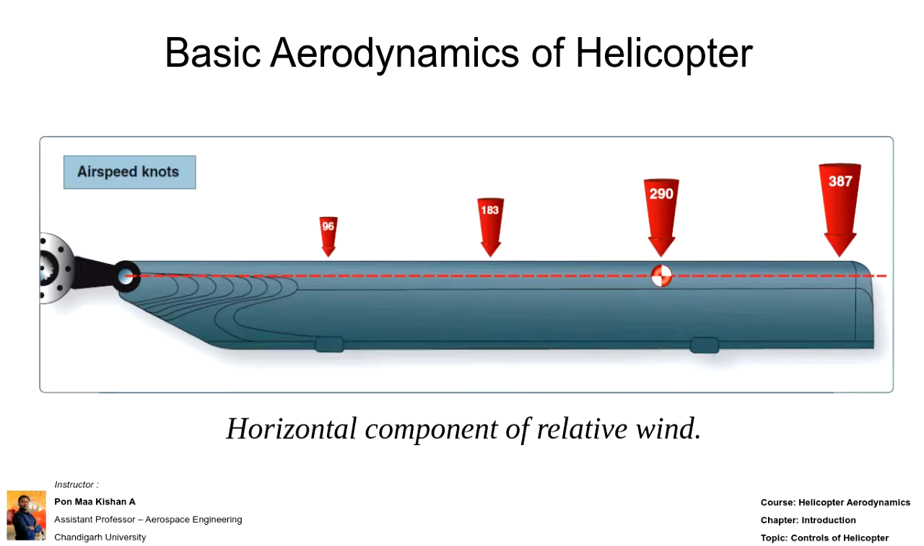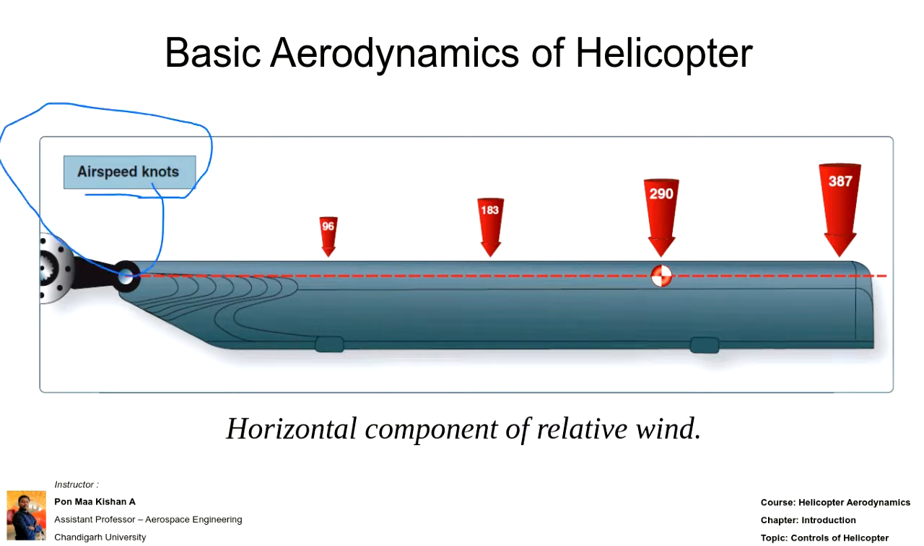Yes. So you need to understand that before entering into the derivational parts, you need to understand the tip rotational speed of the helicopter blade, right? It will be having the highest airspeed. So airspeed is given with respect to knots.